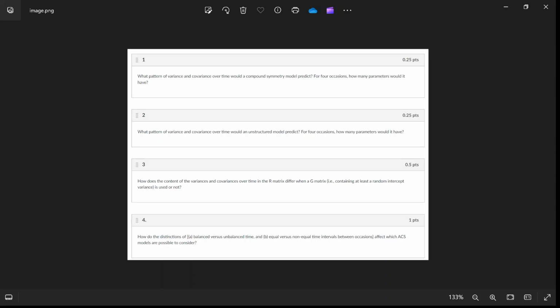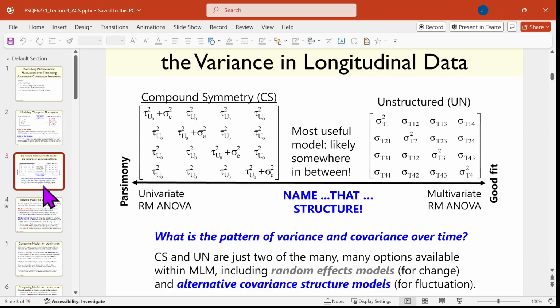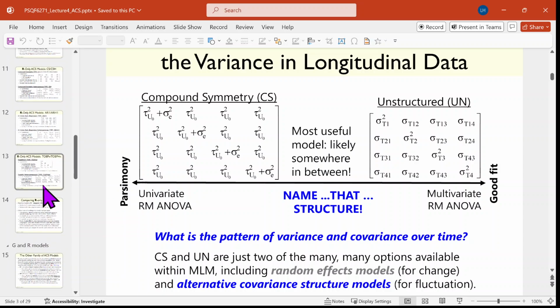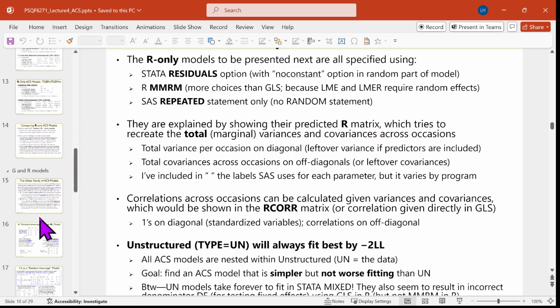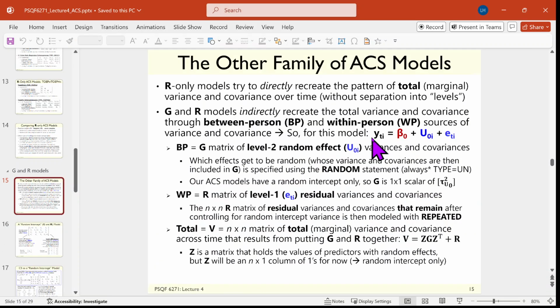When we have R-only variance-covariance matrices, the R matrix is trying to recreate the total pattern of variance and covariance in our outcomes, right? However, we know that in longitudinal analysis, when we have repeated measures, there is some kind of dependency in our outcomes. So we know that part of the variance in our results is because of people, and we know that we can have people mean differences.